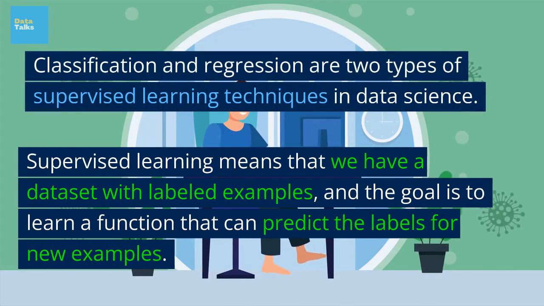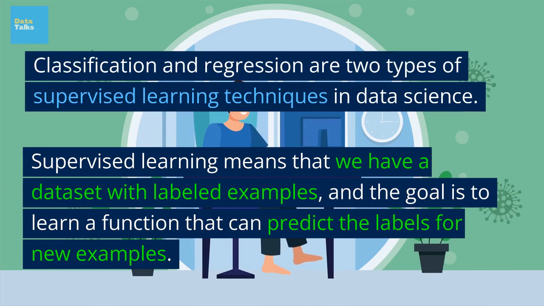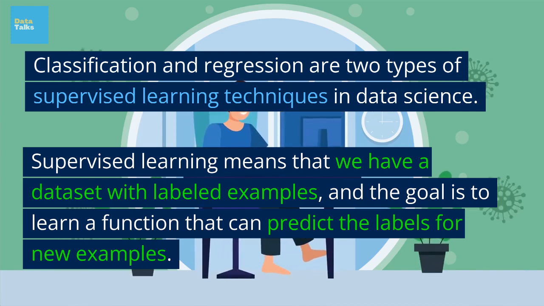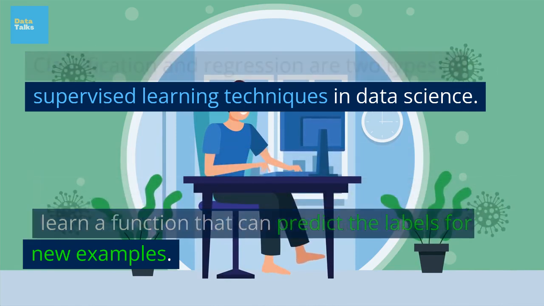Classification and regression are two types of supervised learning techniques in data science. Supervised learning means that we have a dataset with labeled examples, and the goal is to learn a function that can predict the labels of new examples. To understand more about supervised versus unsupervised methods, hit the link in the top right corner of the video.